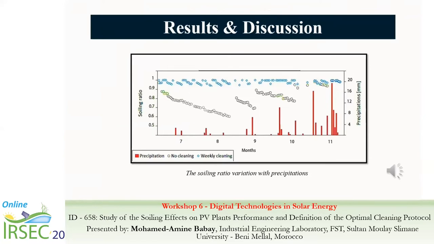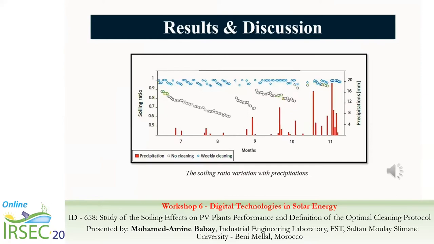As we see from this graph, it can be clearly noticed that the soiling ratio for the non-cleaned panel has reduced from 0.97 in the first month, July, to 0.6 in August, which signifies a reduction of 20% of the electrical output. Meanwhile, for the weekly cleaned panel, soiling has not really affected the electrical output.